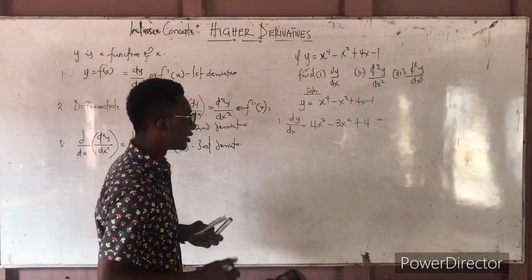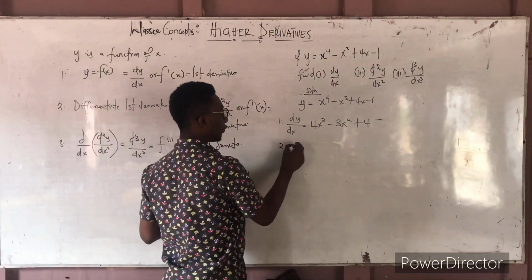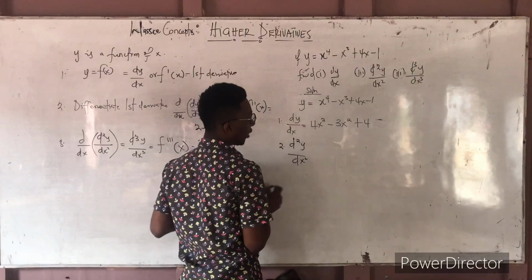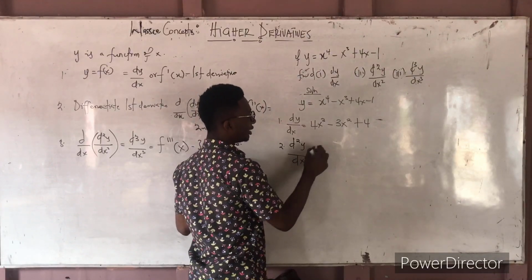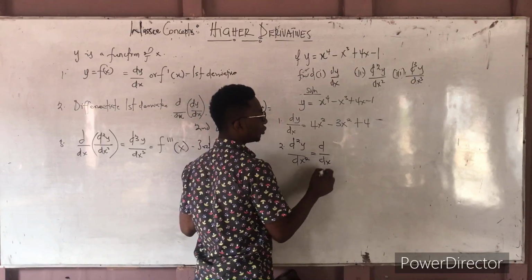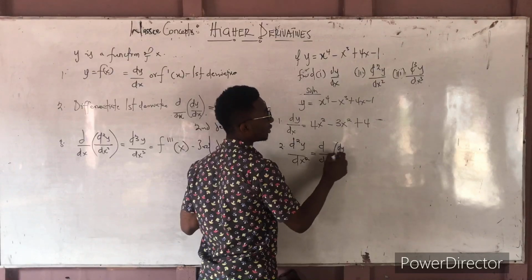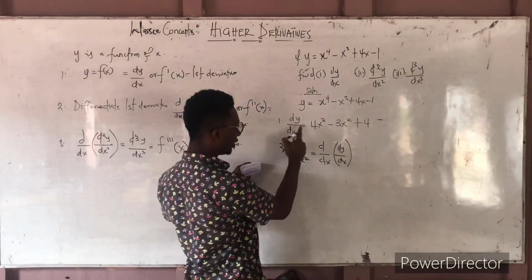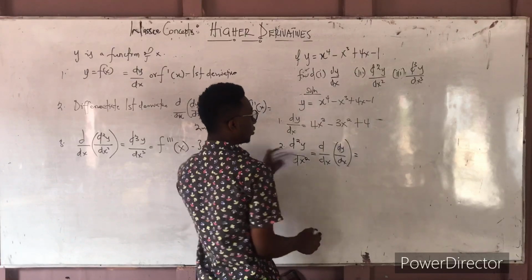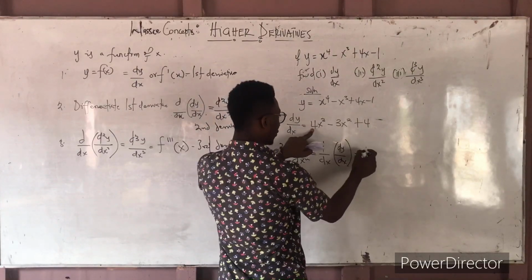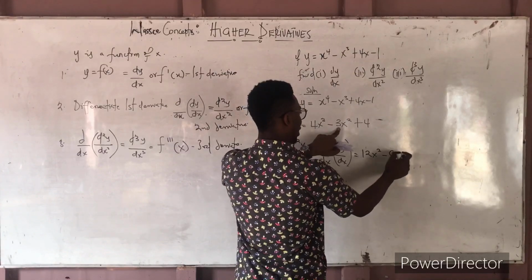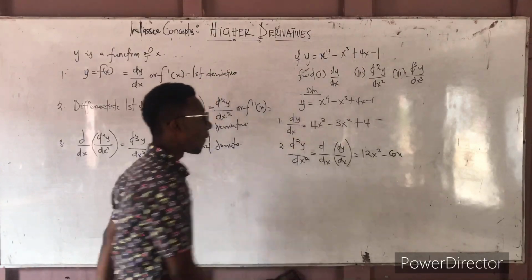So this will be the first derivative, and the question says you should find the second derivative, which is d squared y over dx squared. But take note that this is the same as the derivative with respect to x of the first derivative. So you are differentiating this first derivative. Now differentiate this, you get 12x squared minus 6x, and the constant will give you 0.